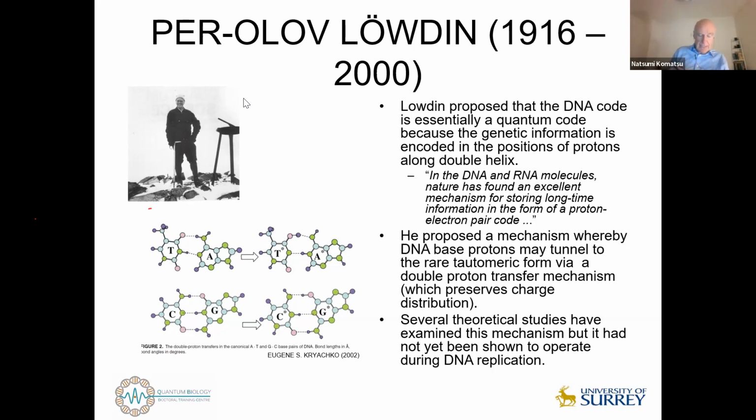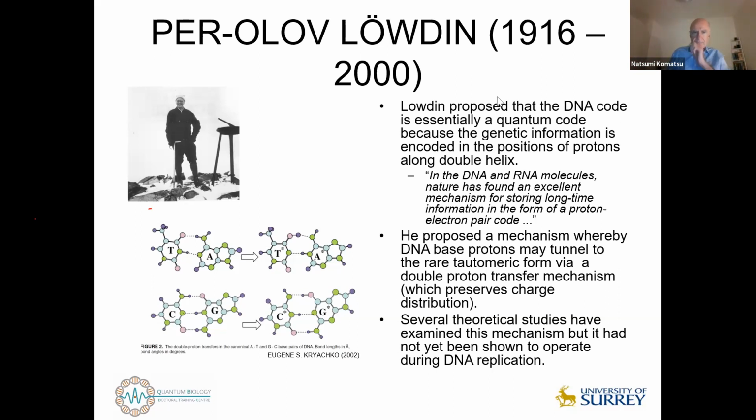by Watson and Crick's structure. But he also proposed mutations may occur by a quantum mechanical mechanism. And Löwdin took this up and proposed a mechanism by which DNA protons may tunnel, make a quantum tunnel rather than a classical route, to the tautomeric position.